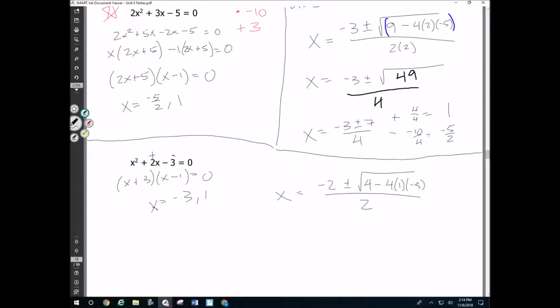Why are we doing this? That's another question. Why are we doing this? Because I'm trying to teach you how to solve quadratic equations. And we already know how to factor, but now this is an alternate approach.